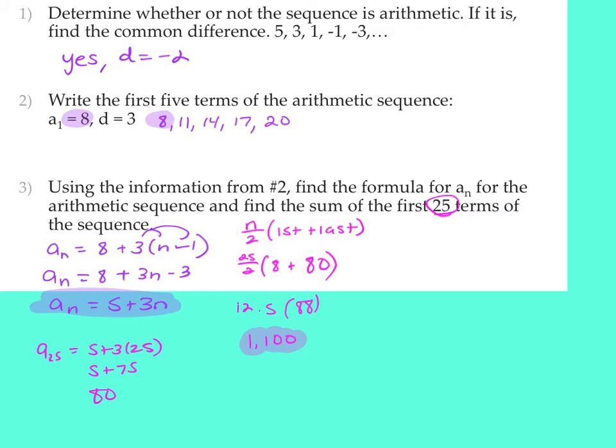So on a question like this, as far as a quiz goes, it's going to ask you to find the formula. That would be one blank. You would enter in the formula 5 plus 3n, and then it would ask you to find the sum, and that would be the second blank. Questions on that one?